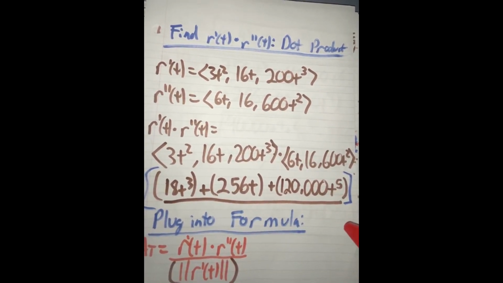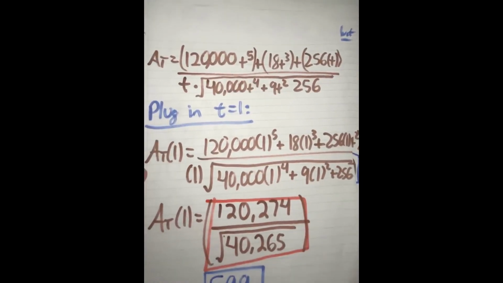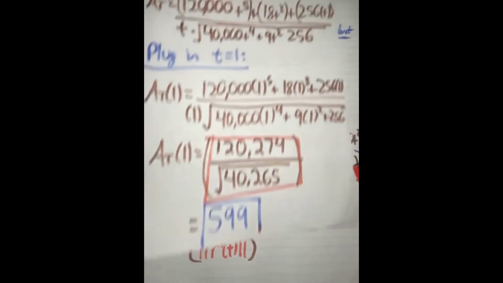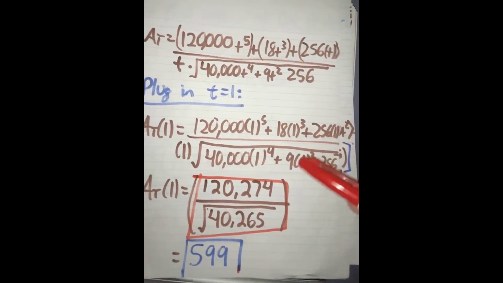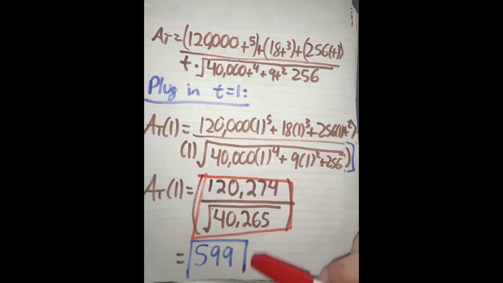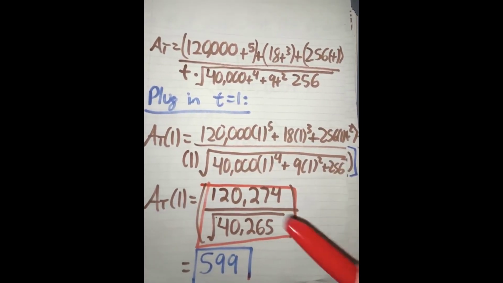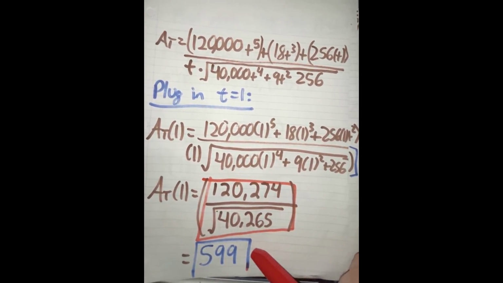And then the next step is we just plugged it into the formula. All we did was plug and chug our dot product divided by our magnitude. And then we plug in the time of t equals 1, so we plug in 1 everywhere we see t. And then we came out to these answers. These answers are equal to each other, but this one is radicalized, and this is when you compute it in your calculator.